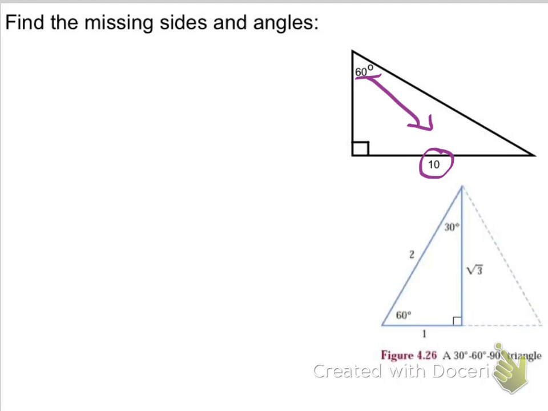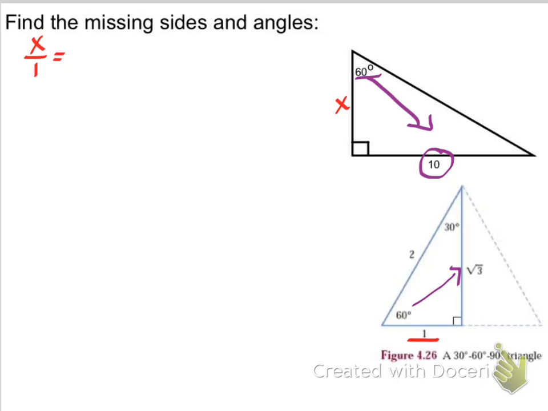So let's take a look at another situation. This time, the side that's 10 is the side across from 60 degrees. So what I'm going to do is I'm going to set up a proportion using the information I have in the other triangle, in the standard unit triangle, so to speak.